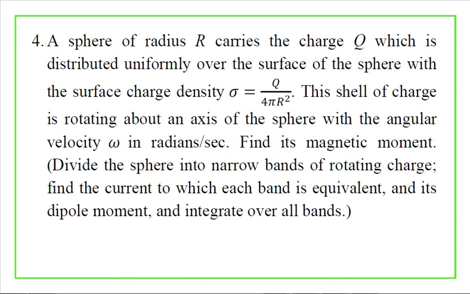A sphere of radius r carries a charge capital Q, which is distributed uniformly over the surface of the sphere with the surface charge density sigma equals Q by 4 pi r square. This shell of charge is rotating about an axis of the sphere with the angular velocity omega. Find its magnetic moment. The hint is divide the sphere into narrow bands of rotating charge. Find the current to which each band is equivalent and its dipole moment, and integrate over all bands.